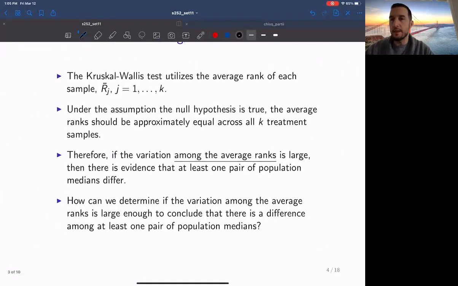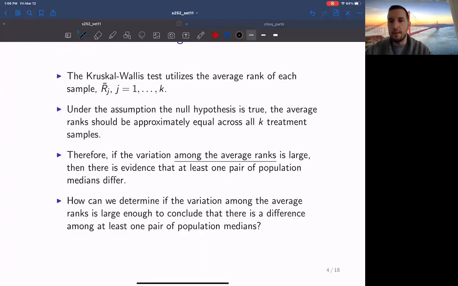All right, so the test utilizes the average rank of each sample. So the average rank would be found in the same way as any other average. You add up all the ranks for each sample and divide by the number of observations in that sample. If the null hypothesis is true, we would expect the average ranks to be approximately equal across each of the samples. So we would expect the average ranks to be very similar between sample 1 and sample 2, sample 1 and sample 3, sample 2 and sample 3, etc.